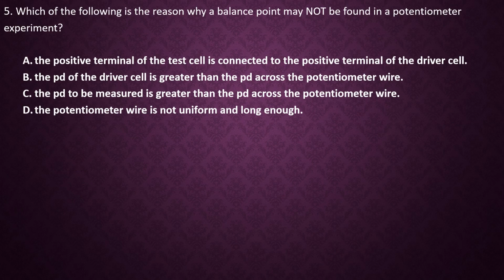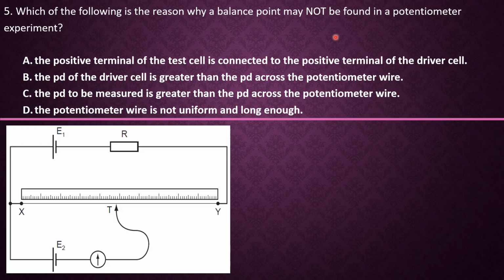Question 5. Which of the following is the reason why a balance point may not be found in a potentiometer experiment? Okay, so we are just going to draw a potentiometer here. So you realize that this is our potentiometer wire.